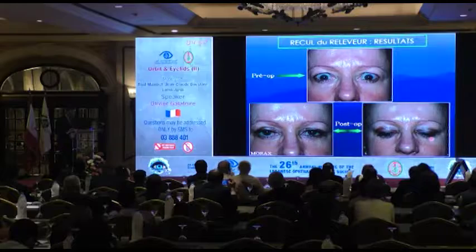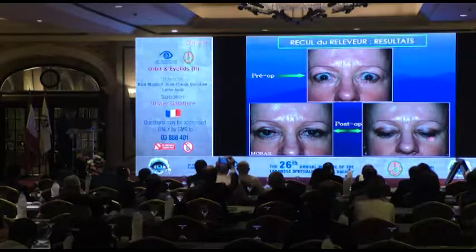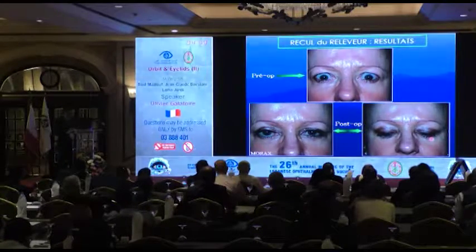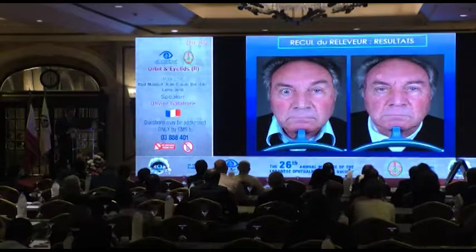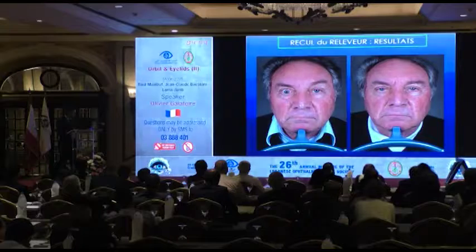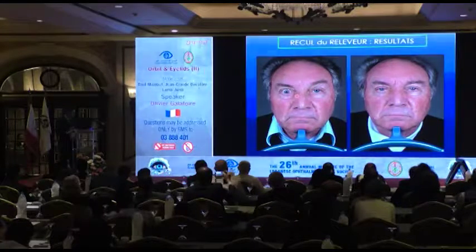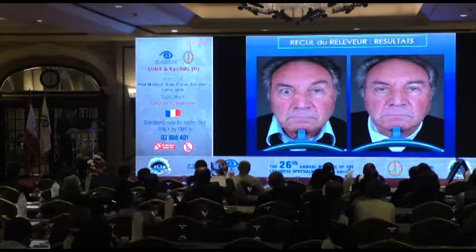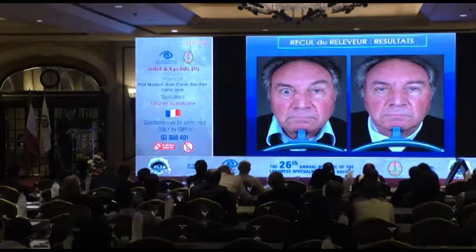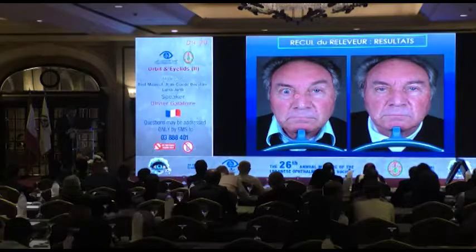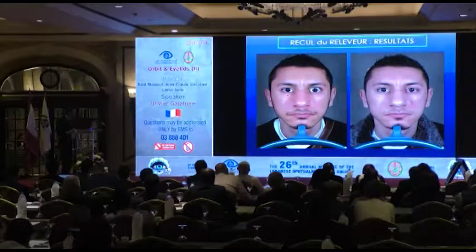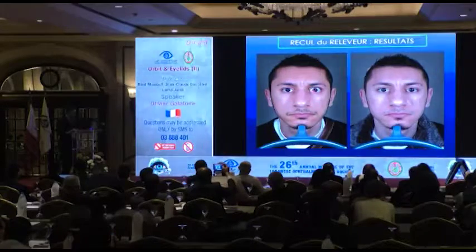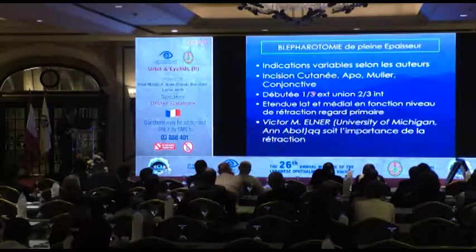This is our everyday technique for important retraction, as you can see. Good results with big retraction, or this patient, for example, unilateral Graves' disease retraction, only surgery on the eyelid, no exophthalmos, no ptosis, lowering down, amelioration of lid lag, or this young patient with unilateral left eyelid retraction, as you can see.